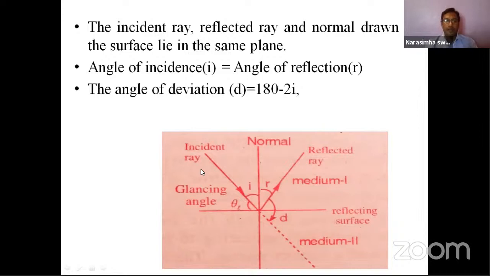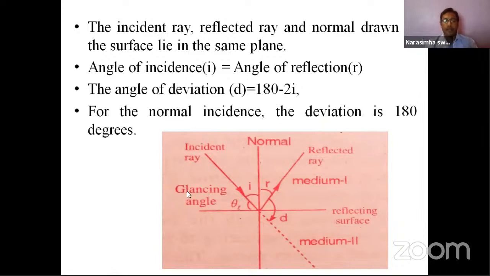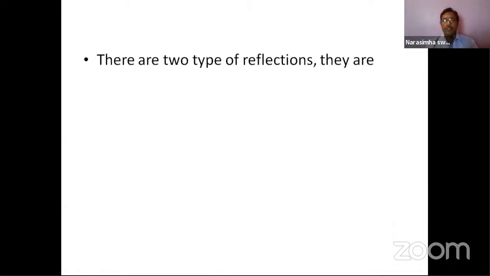And here is one more point, the glancing angle. The glancing angle is the angle between the incident ray and the surface. But we need to consider angles only with respect to the normal. I, the angle of incidence, should be taken only with respect to the normal. Now for normal incidence, the deviation is 180 degrees. And now there are two types of reflections.